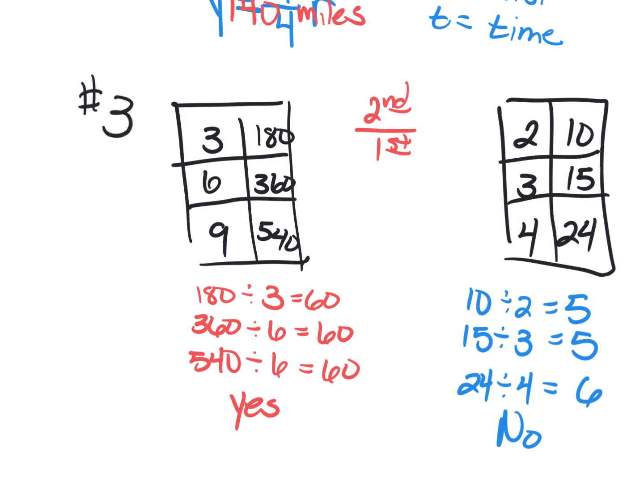Okay, so on number 3, just divide second column divided by first column. If they're all the same, the answer is yes, like the first one. And if they are not all the same, the answer is no.